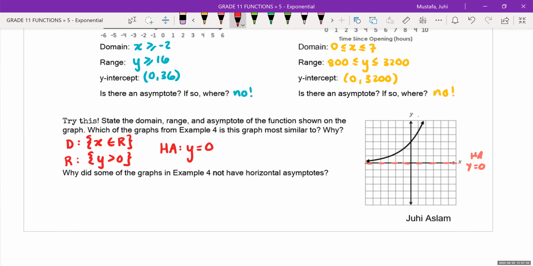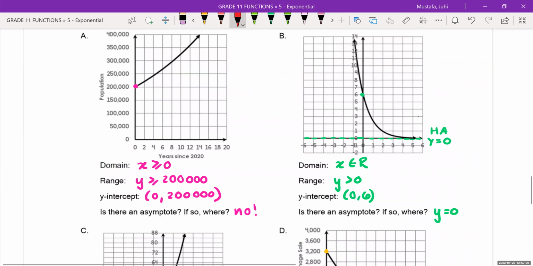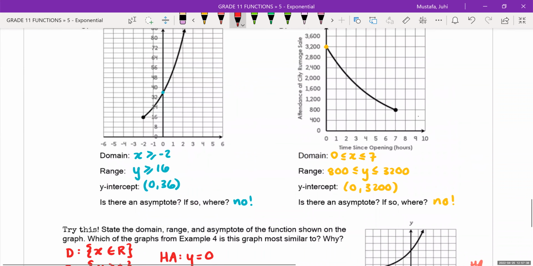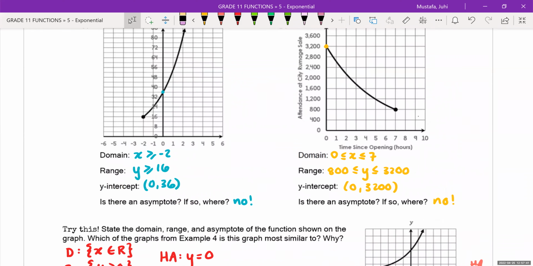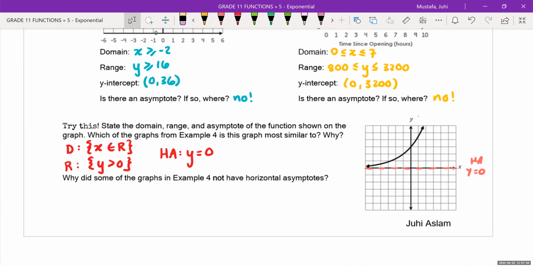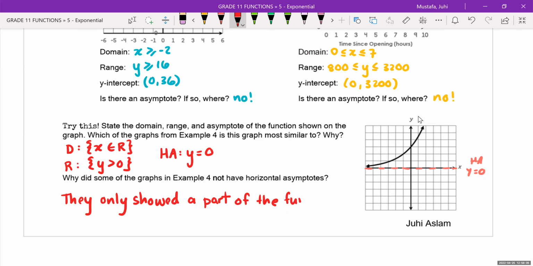If we take a look at all the examples, which example is this most similar to? Yeah, I would say it's probably closest to example C. Yeah, exactly. And then why did some of the graphs in example 4 not have horizontal asymptotes? Because like the question said, they only showed a part of the function. You don't have enough information to figure out if there's an asymptote or not.